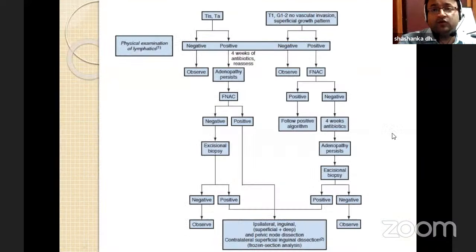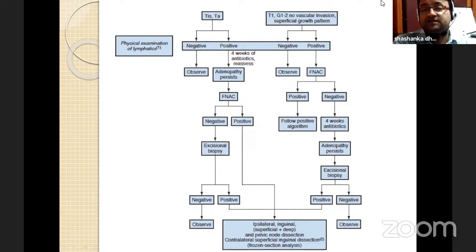Okay, this is an important slide. I'll spend a couple of minutes on this. So here you have the lowest grade, that is Tis and Ta. If the physical examination of the groin is negative, you can just observe. If it is positive, you can give a course of antibiotics because it may be secondary to infection of the lesion. If the adenopathy persists even after this, then you do an FNAC. If it is negative, you can do an excisional biopsy. If it is positive, you can proceed to a formal lymph node dissection. If the excisional biopsy is negative, you can observe, and if it is positive, you can proceed to the same formal dissection.